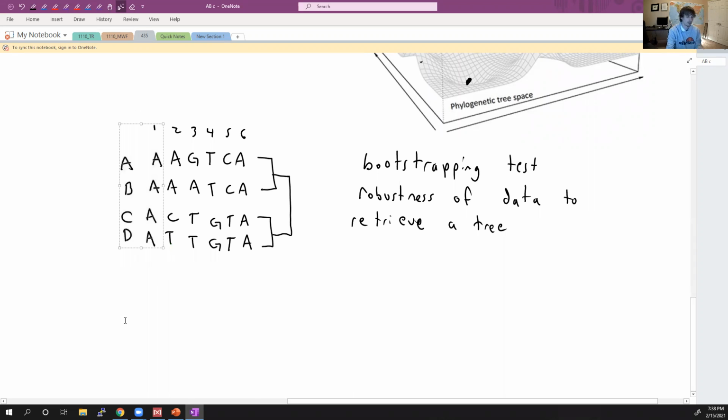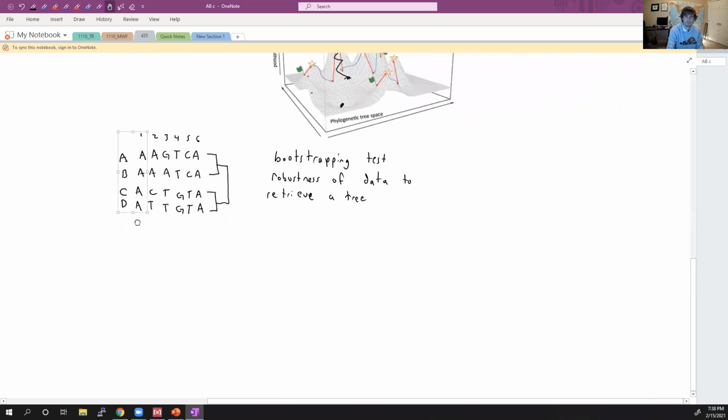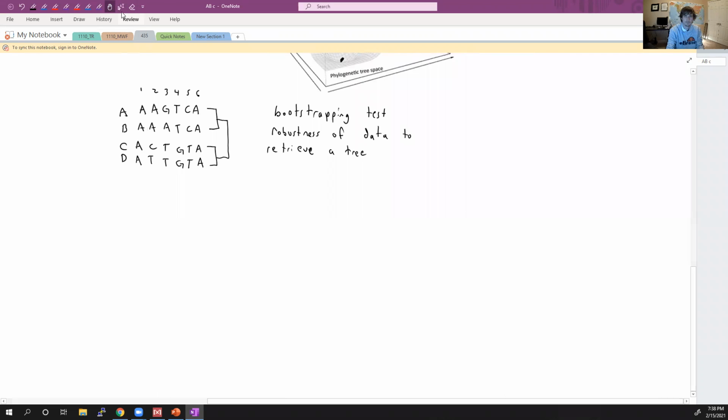So I'm going to sample this first column. I'm going to back up a little bit. All right, so I've sampled that first column. So this is going to be my bootstrap replicate 1. And then I may sample a random column. So let me sample column number 5. So that's going to be a random column.